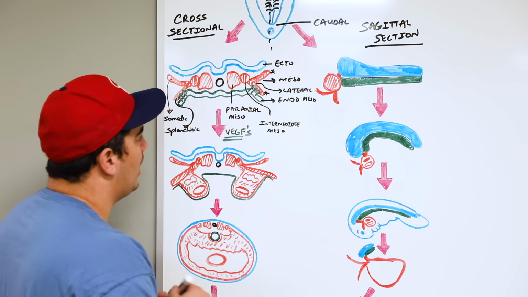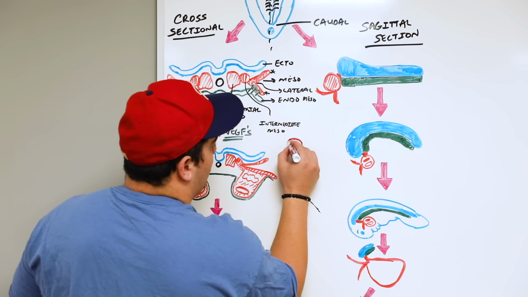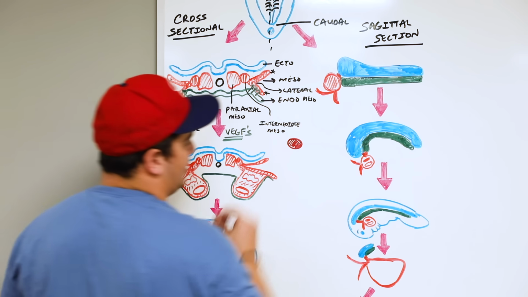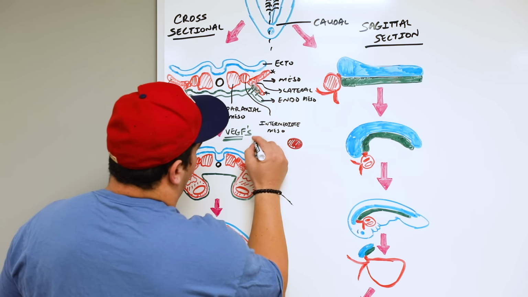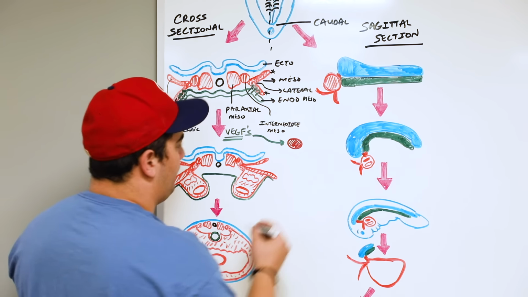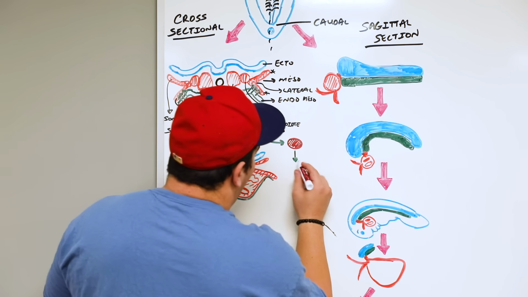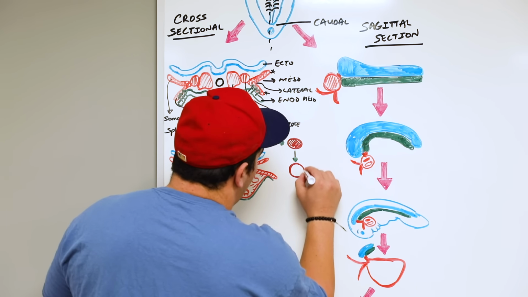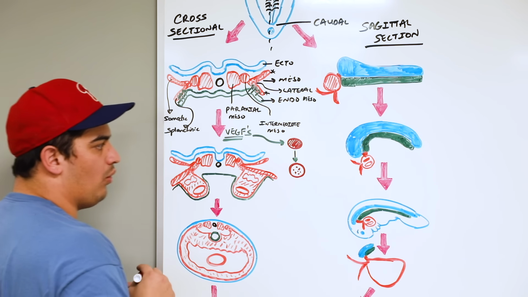Let me explain. Imagine here that we're just taking the mesoderm. So here's our mesoderm, a clump of mesoderm. The vascular endothelial growth factor is going to stimulate this mesoderm to differentiate. And when it differentiates, it does two things. One is it forms this outer core, and one is it forms this inner core.